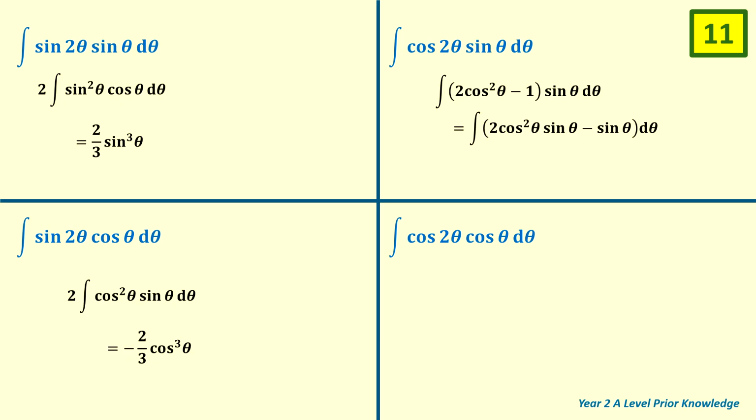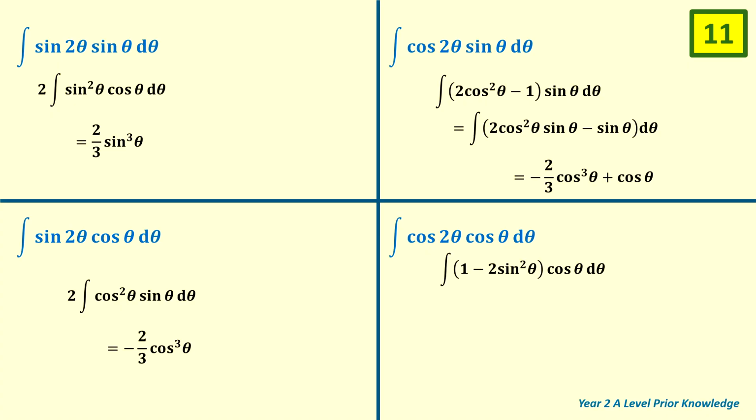Okay, so if we expand the brackets and rewrite it as 2 cos squared theta sine theta minus sine theta, and this time the 2 has to stay inside the integral because the sine theta itself on its own doesn't have one. So the integral of 2 cos squared theta sine theta, as we know, is minus 2/3 cos cubed theta, and the integral of negative sine is positive cos. So that's our answer.